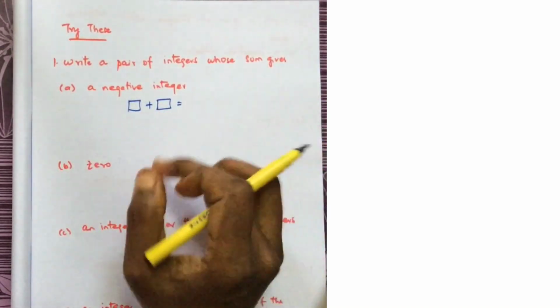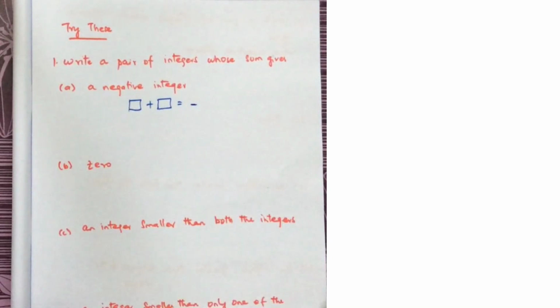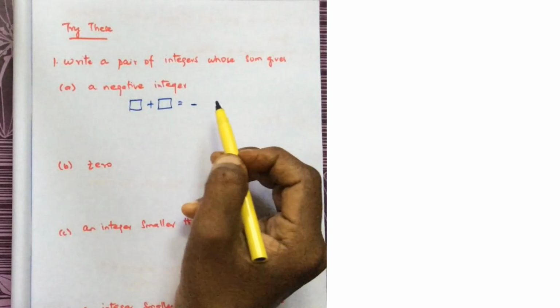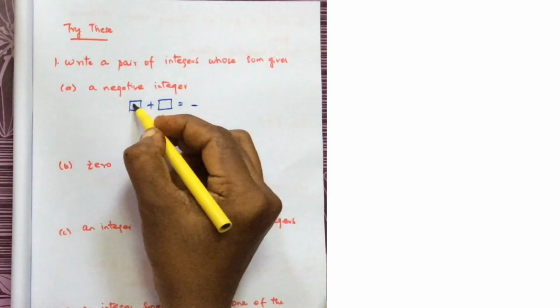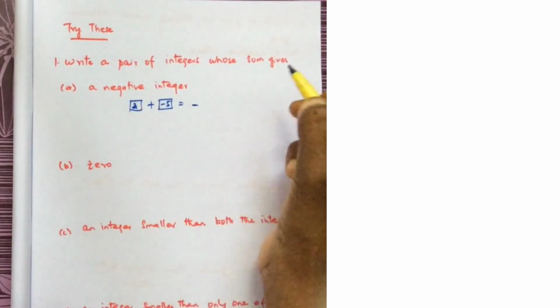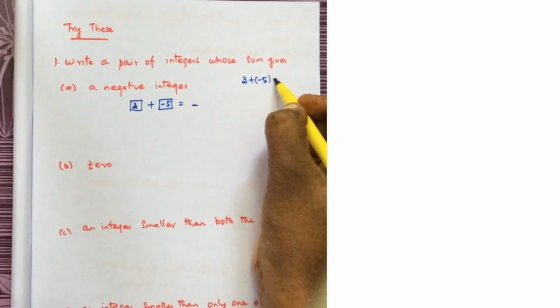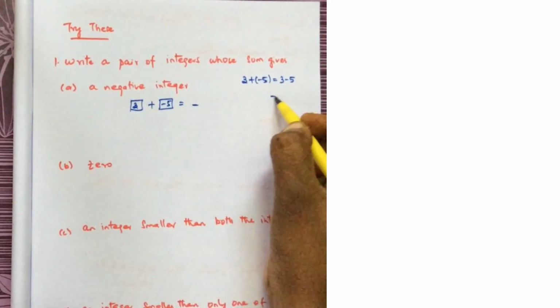We can take anything, and the only thing is the result should be a negative integer. You have to find a pair of integers whose sum gives a negative integer. So I can write 3 plus of minus 5. What is 3 plus of minus 5? That is equal to 3 minus 5, plus into minus, minus 5. That is equal to minus 2.